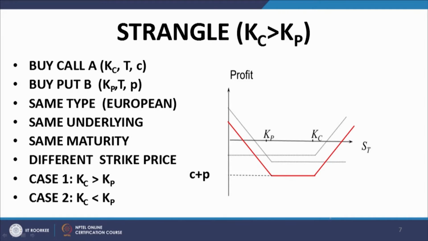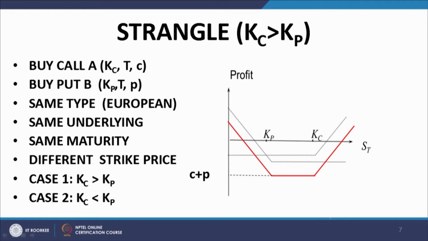We have the scenario in which the exercise price of the call option is greater than the exercise price of the put option. In this case, the profit diagram is shown in the right hand panel of the slide. So, we buy a call A with the exercise price of K_C, maturity T and cost C. We buy a put B of exercise price K_P, maturity T and cost P.